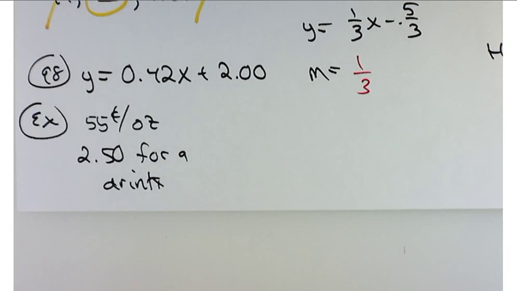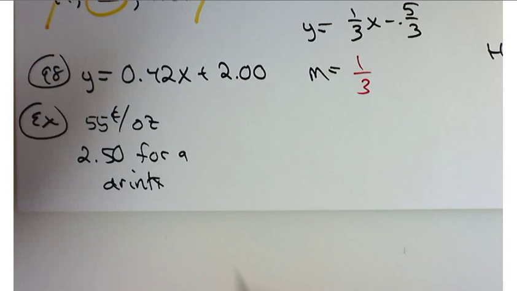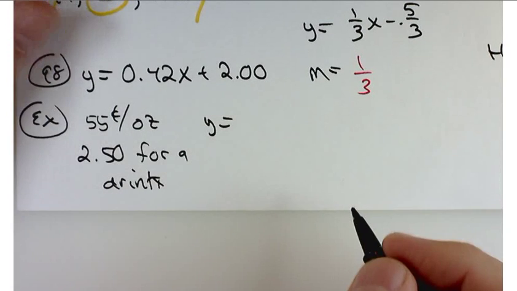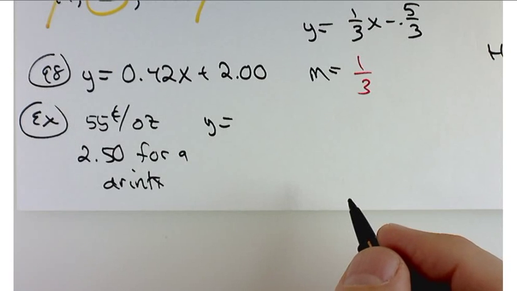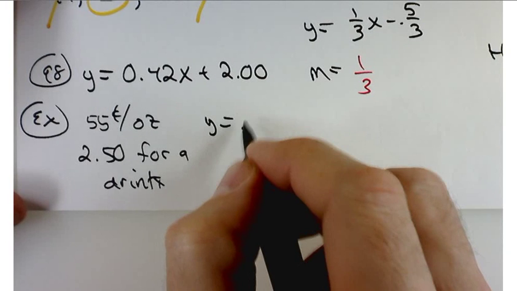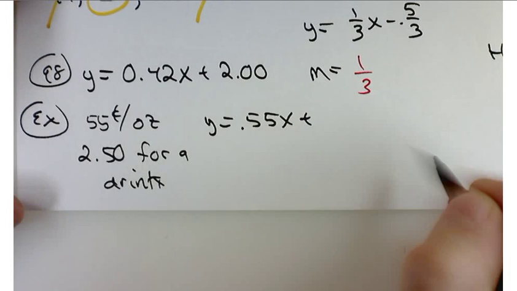Don, what'd you get? What would the equation be? 0.55x plus 2.50. Cool.